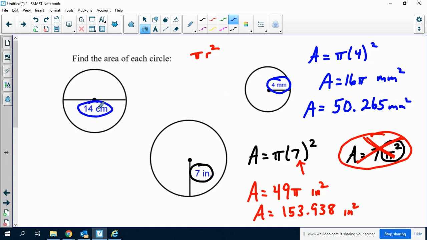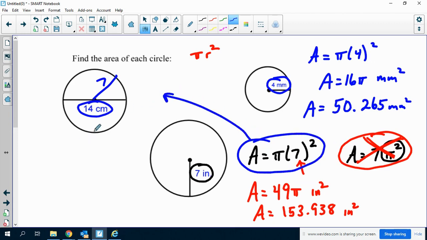One other thing to keep in mind is sometimes they'll give you the diameter. So in this problem, they gave us a diameter of 14. I have to understand that that means the radius is 7. And then I would basically do the exact same thing I did for this problem because they have the same numbers. The only thing that's different is in this problem, I would write 153.938 centimeters squared because the units changed.